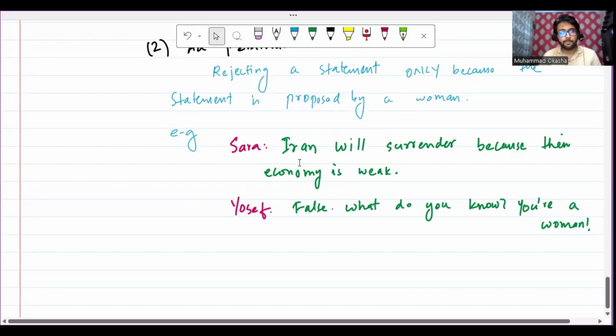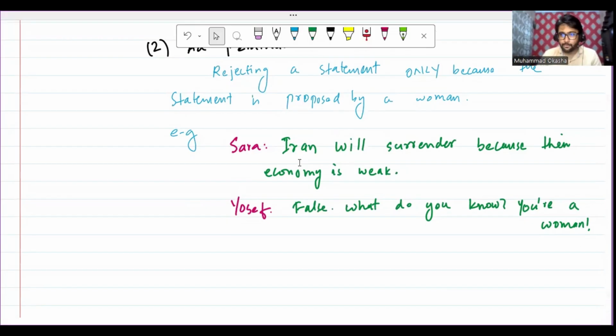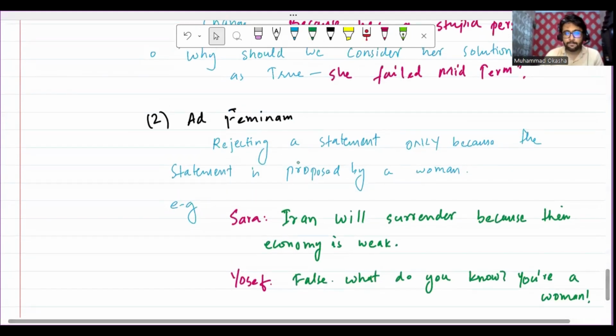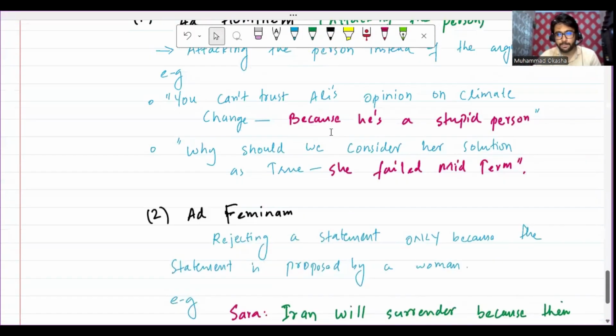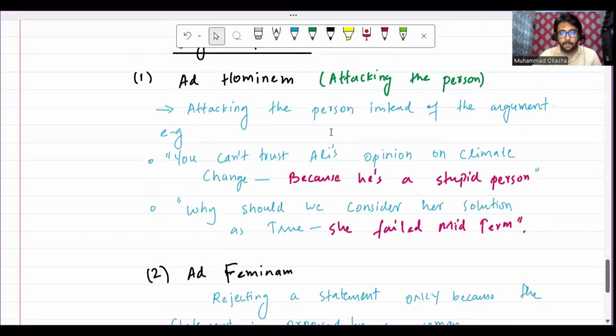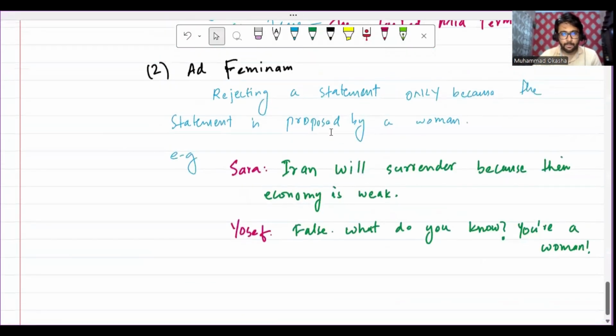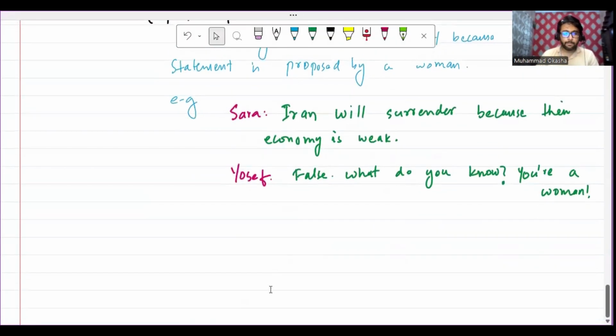I'll say this in Urdu. We say this a lot. तुम्हें क्या पता? तुम तो एक औरत हो, right? This is called ad feminam, and this is a logical fallacy. It's a very, very grave logical fallacy. Rejecting an argument just because it is proposed by a woman is a very dangerous, very bad logical fallacy, right? You should not reject a statement just because it is proposed by a woman. Anyways, so that's the second logical fallacy.